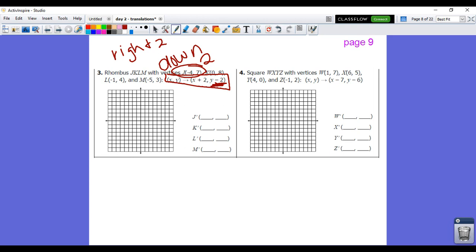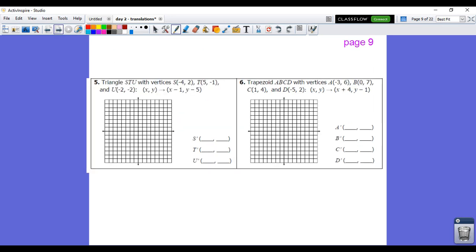So J, I take that -4 and I add 2. So J prime is going to be -2. And I take that 7 and I subtract 2. So 7 minus 2 is 5. So J prime, this figure is going to be translated from -4, 7 to -2, 5. So that's kind of what's going on with these translations.